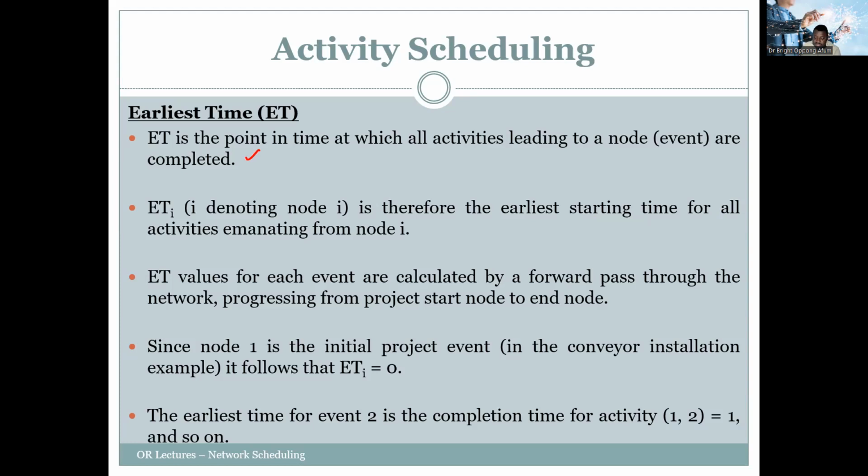The earliest time values for each event are calculated by a forward pass through the network, progressing from the project start node to the end. Since node 1 is the initial project event in the conveyor system, ET1 is always 0. That's the initial one. The earliest time for event 2 is the completion time of activity 1-2, which is 1, and so on. We shall take an example and calculate that.